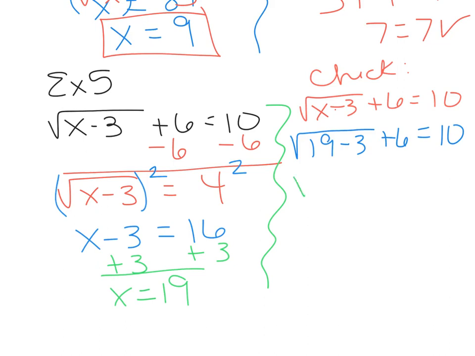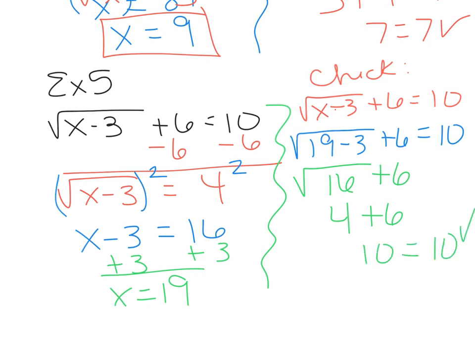So what are we going to have here? 19 minus 3 is 16. Square root of 16 is 4. 4 plus 6 is 10. So those two sides are equal, and that means that our solution is good.